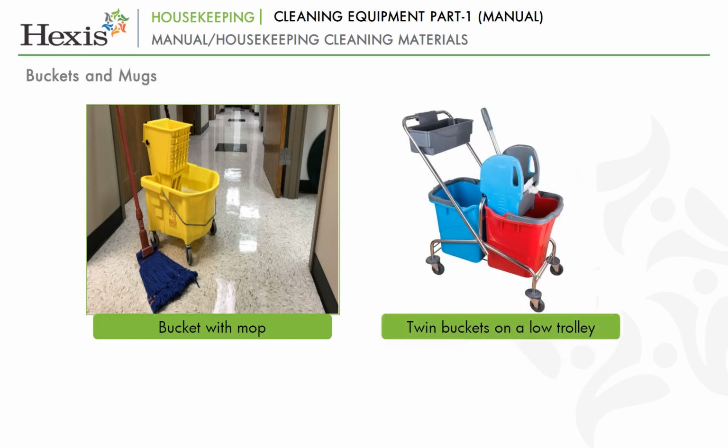Twin buckets on a low trolley enable the brush to be rinsed more effectively each time. Larger buckets should have caster wheels, which must be kept free of hair, fluff, and dust.